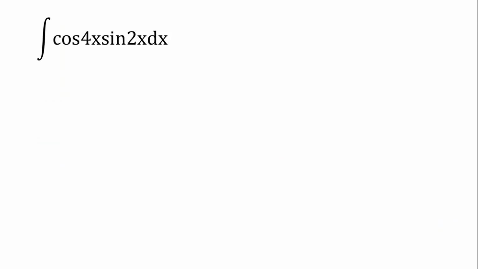Let's continue our discussion on integration of trigonometric function involving a trigonometric identity. So I have here a new example which is the integration of cosine 4x sine 2x dx. But this case is very different because we have two different angles. For cosine we have 4x, which is our alpha, and for sine we have 2x, which is, let's say, our beta.